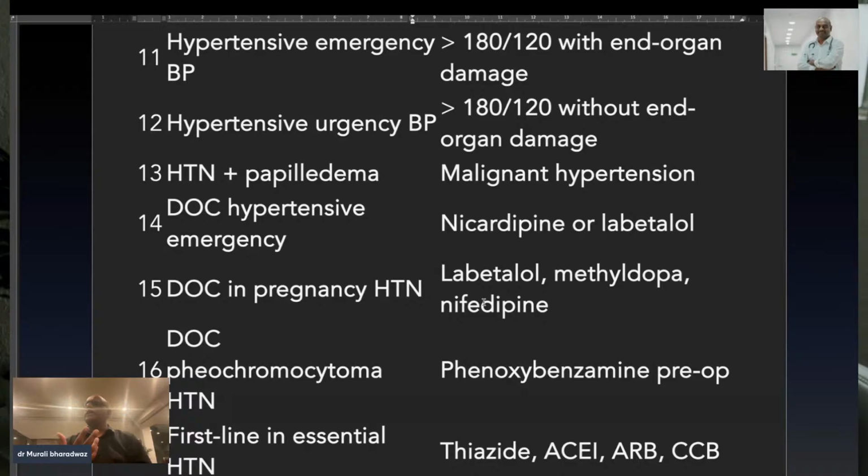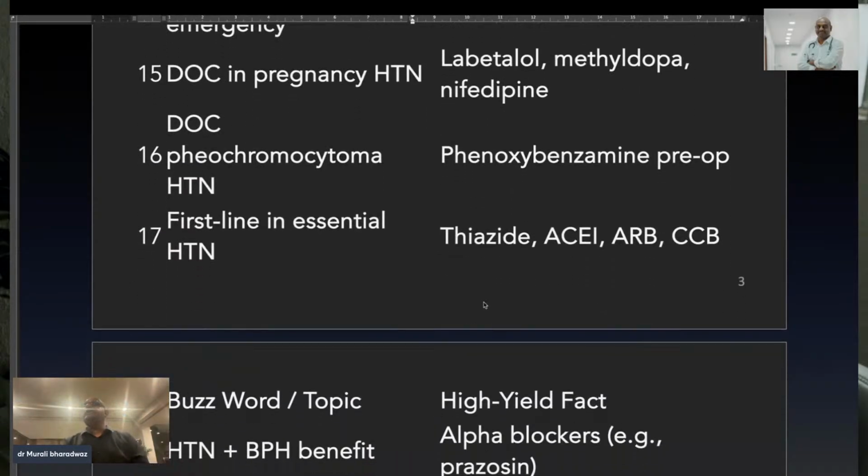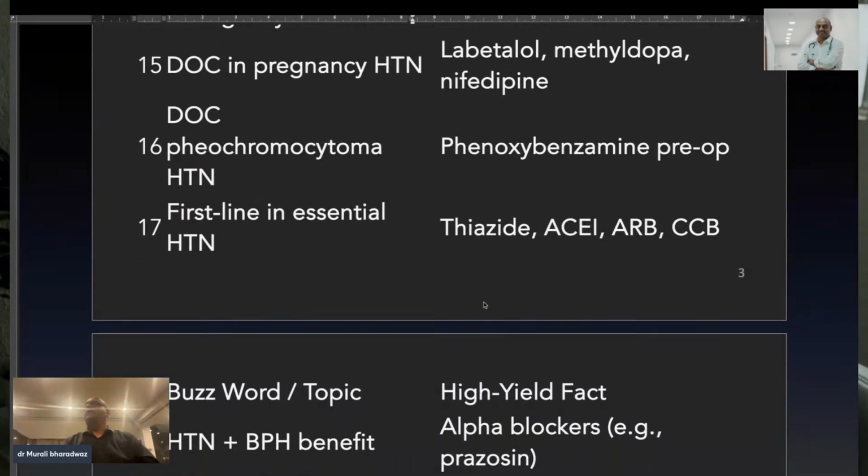We give a calcium channel blocker like nicardipine or an alpha plus beta blocker like labetalol as the treatment of choice. In pregnancy, what is the drug of choice? Labetalol, methyldopa, nifedipine. Methyldopa we give very commonly. And whenever there is any pheochromocytoma, what do you give? Phenoxybenzamine. What is it? Alpha blocker.